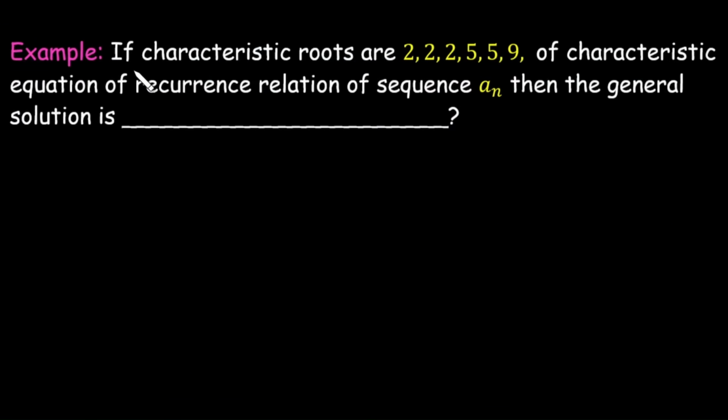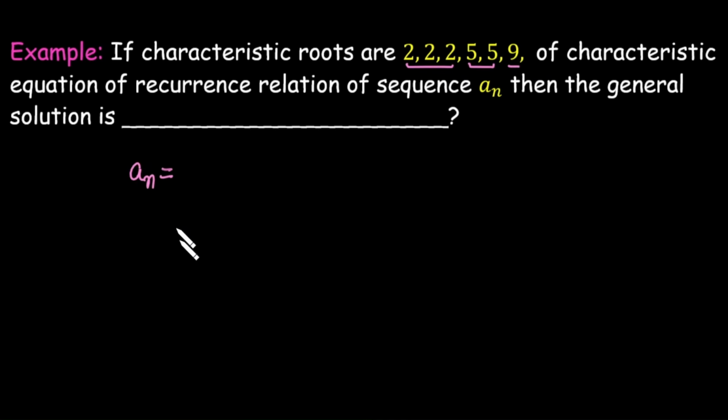So here we have taken the last question. If the characteristic roots are 2, 2, 2, 5, 5, 9 of the characteristic equation of the recurrence relation of sequence a_n, then the general solution is of what form? So right now we have the 6 roots. It means there are 6 constants in the solution.